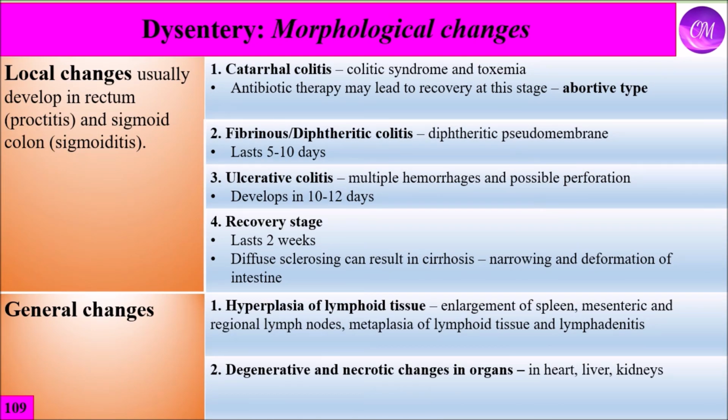There are two morphological changes in dysentery, local change and general change. Local change usually develops in the rectum and sigmoid as an inflammatory process. First, catarrhal colitis, characterized by colitic syndrome and toxemia, where antibiotic therapy may lead to recovery. Then fibrinous diphtheritic colitis, with formation of a diphtheritic pseudomembrane lasting 5 to 10 days, and ulcerative colitis, with multiple hemorrhages and possible perforation developing in 10 to 12 days. And finally, the recovery stage lasts 2 weeks, and diffuse sclerosing can result in cirrhosis, narrowing and deformation of the intestine.